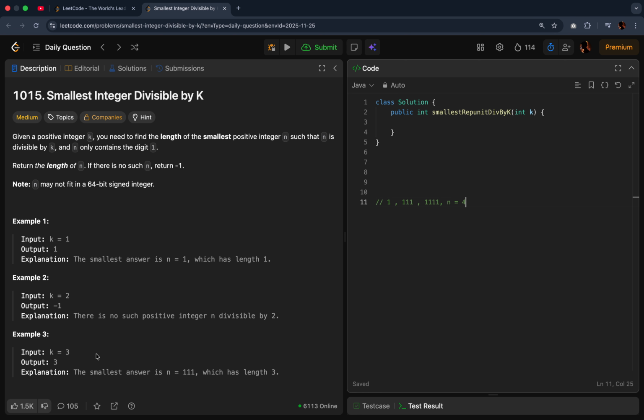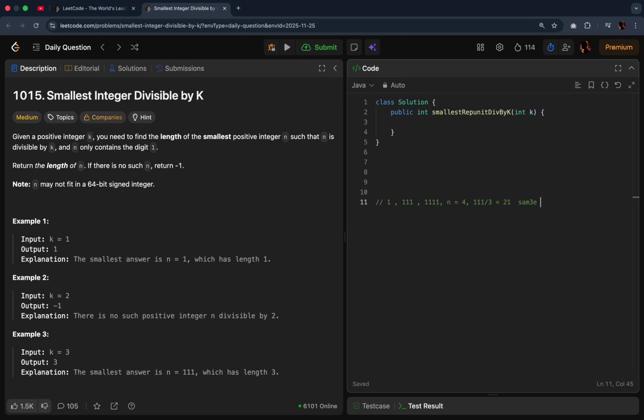Similarly, for 3 the output is 3, because the smallest answer is n equals triple one, which has length 3. Triple one is divisible by 3. How can we check it? We can divide it simply: 3 3s are 9, then remainder 2, then 1 carry over, 3 7s are 21. So triple one is divisible by 3.